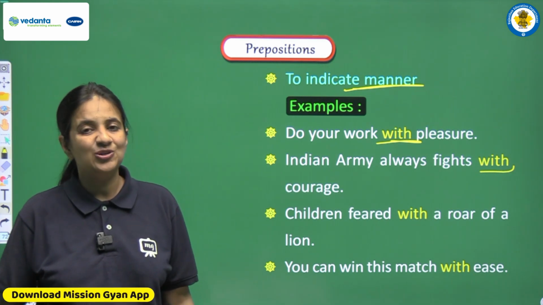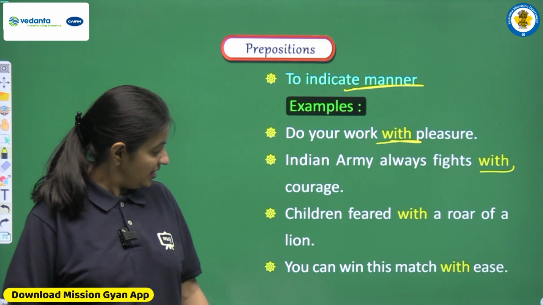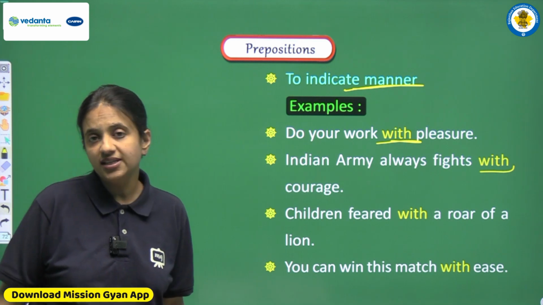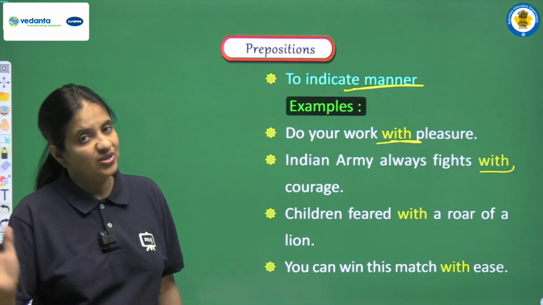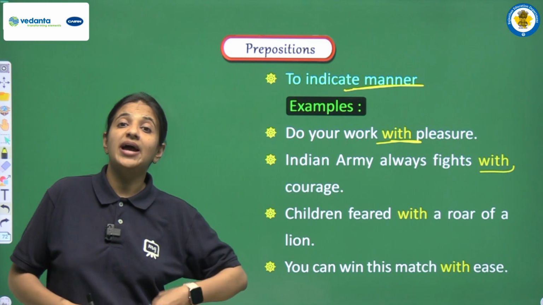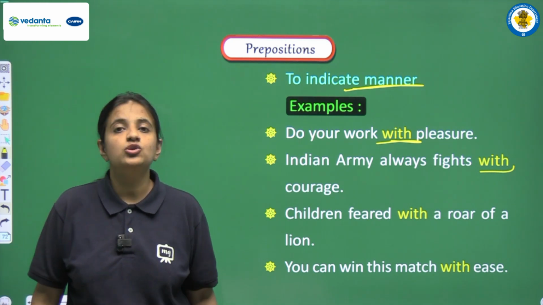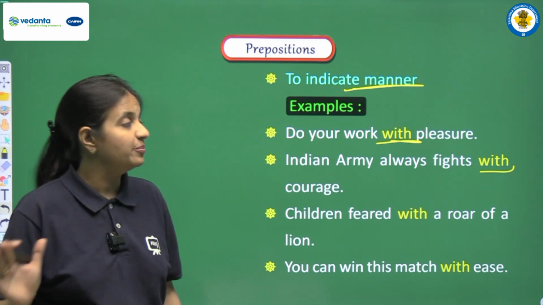So again we are trying to show the manner. Next one, you can win this match with ease. Yes, we are saying that very easily you can win the match. So yes, whenever we are trying to show the manner of something, then we can use with in a sentence as a preposition.